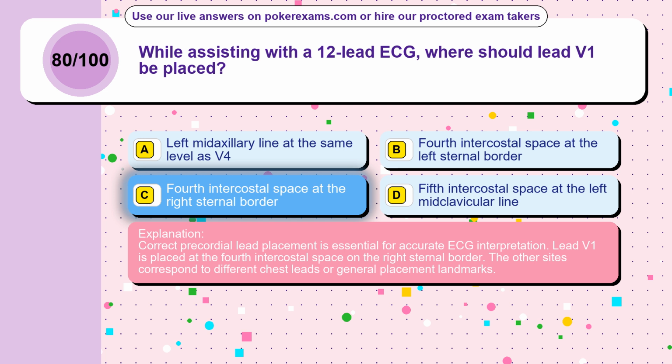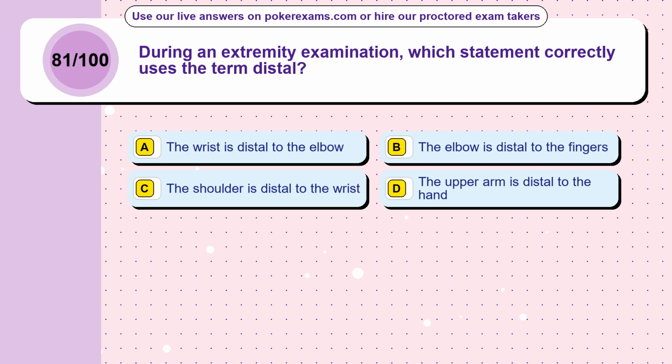Lead V1 is placed at the fourth intercostal space on the right sternal border. The other sites correspond to different chest leads or general placement landmarks. Question 81. During an extremity examination, which statement correctly uses the term distal?